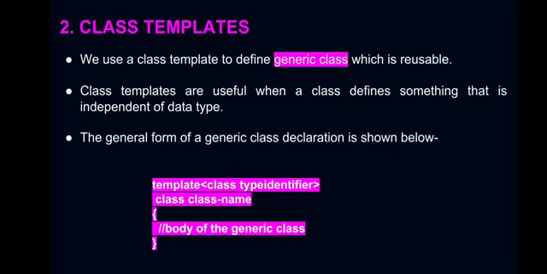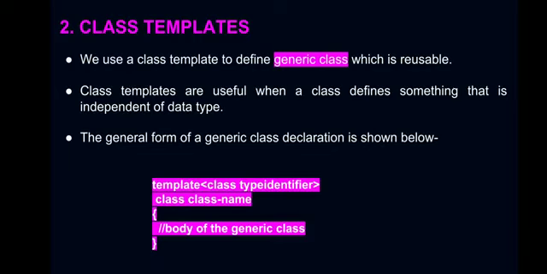Now we'll see what class templates are. Previously we have seen that function templates are used to create generic functions. The purpose of class templates is to create generic classes. Now what is a generic class? A generic class is where we define a class with a generic data type. So whenever I am creating an object, I'll pass the data type.